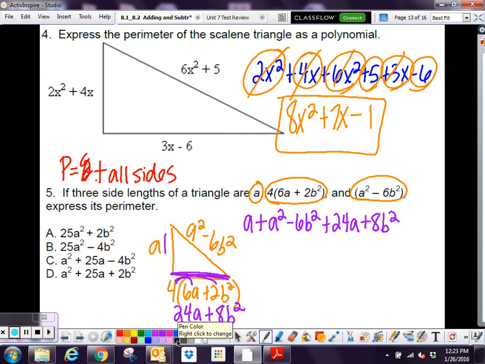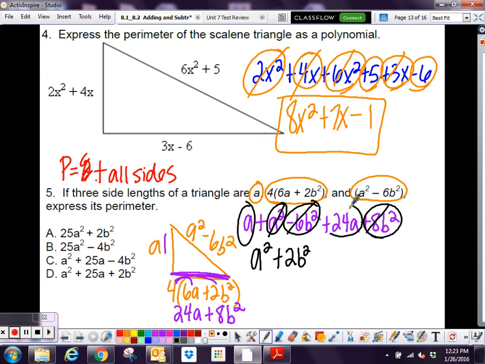Now we're going to start combining. Okay, so I have this a squared. That's my only one, so I have a squared. Now I'm going to go to my b squares. I have a negative 6b squared and an 8b squared. So negative 6 plus 8 is 2. So plus 2b squared. And then I have an a and a 24a. So 1 plus 24 gives me 25a. Okay, now notice our answer choices are a little bit different. It looks like they go with all the a's and then they give a b. Okay, but our answer here would be D.